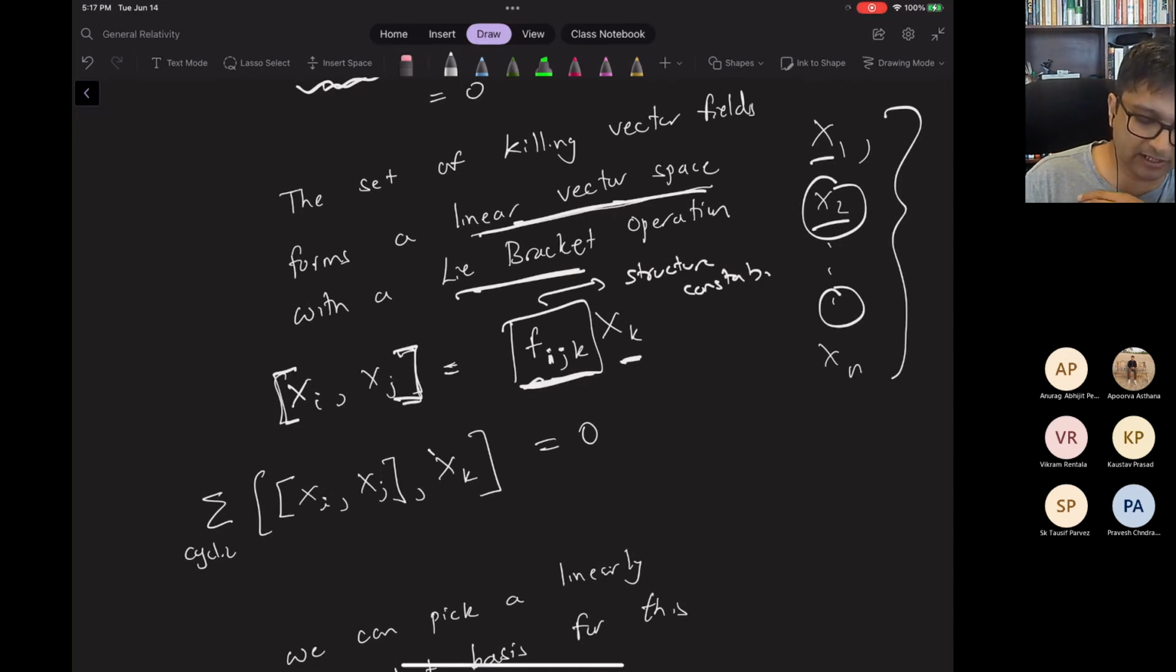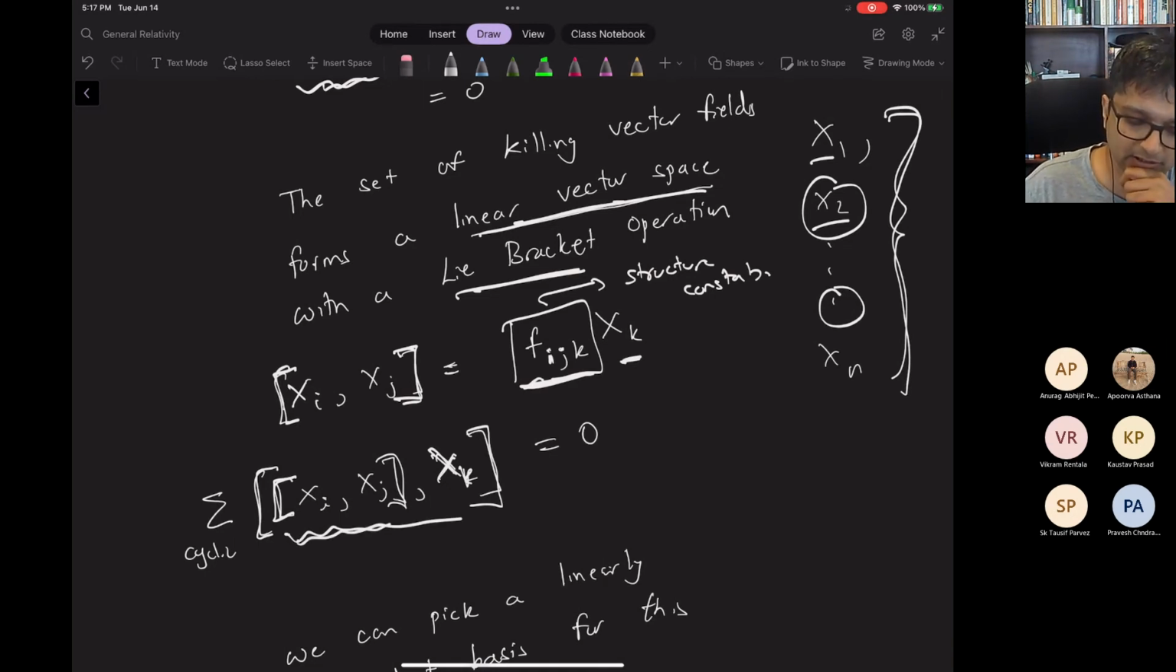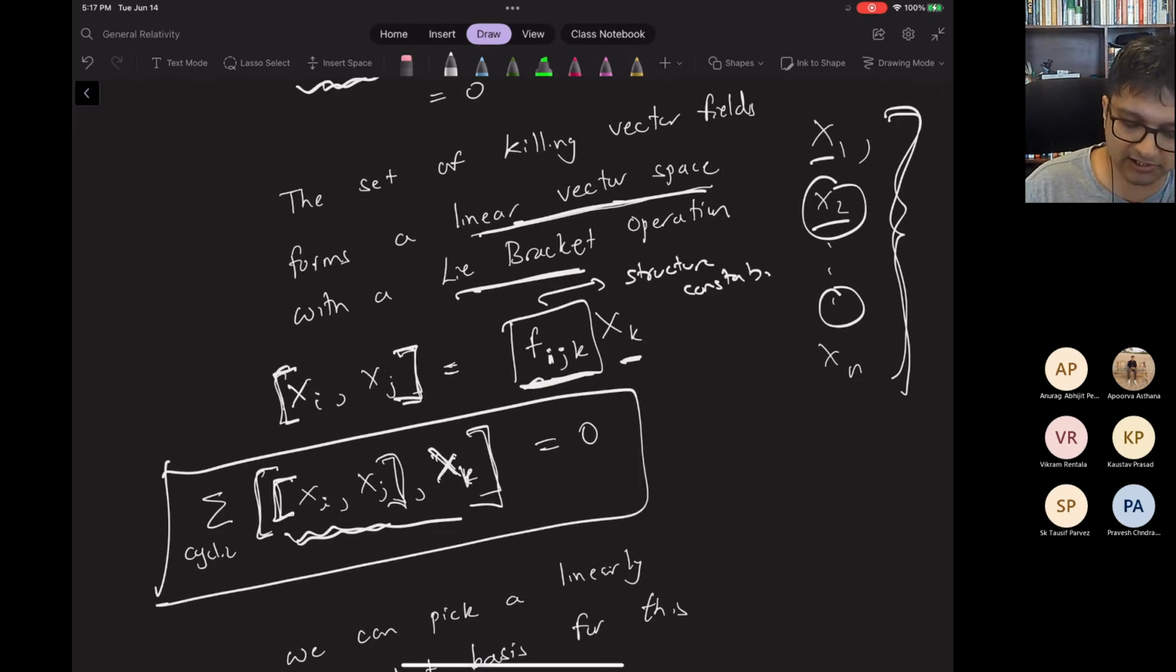And the Lie bracket, as we've seen, satisfies the Jacobi identity. If I take any three Killing vector fields Xi, Xj, Xk, and I take the Lie bracket of Xi, Xj, which belongs to the same space, and take the Lie bracket of that with Xk, that again belongs to the same space. And if I sum over these with ijk cyclically permuted, then that is 0. That's just an identity of the Lie bracket.